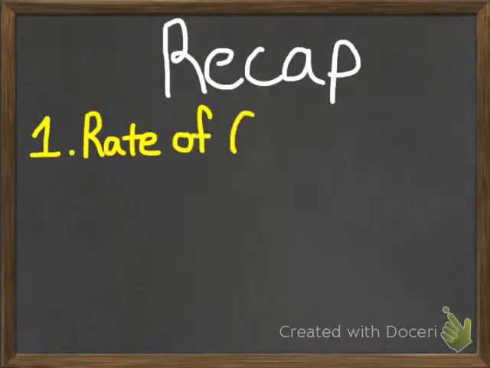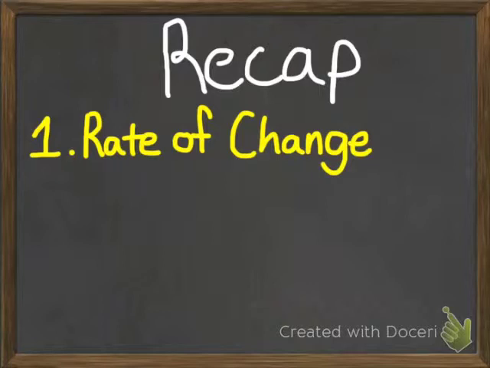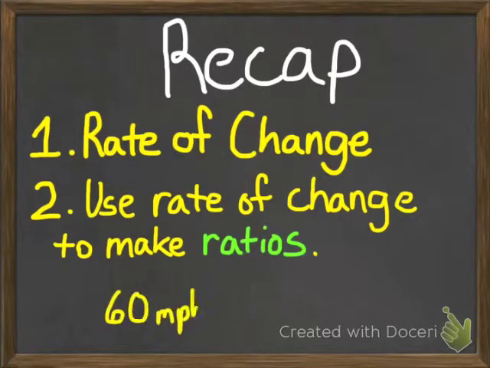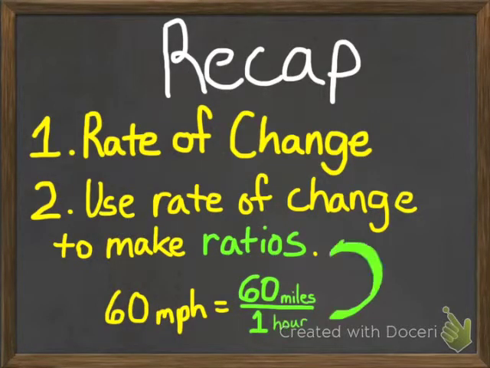So remember yesterday we talked about rate of change, okay? And rate of change is just something changing over a certain amount of time, okay? So remember we can use rate of change to make something called a ratio. And so what I've done here is 60 miles per hour can be changed into a ratio, which is something over something else. So 60 miles per hour means that we'll go 60 miles in 1 hour. So 60 miles over 1 hour is an example of a ratio.